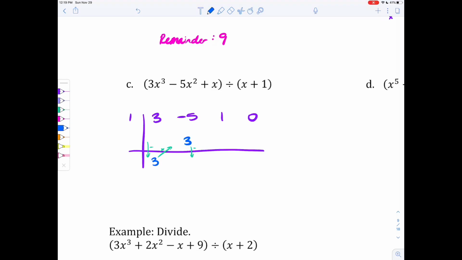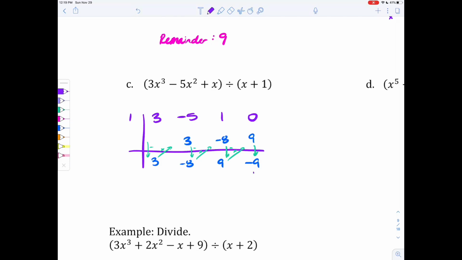Subtraction should be negative 8. Multiplication, negative 8. Subtraction, 9? Sure. Multiplication, 9, and subtraction, negative 9.